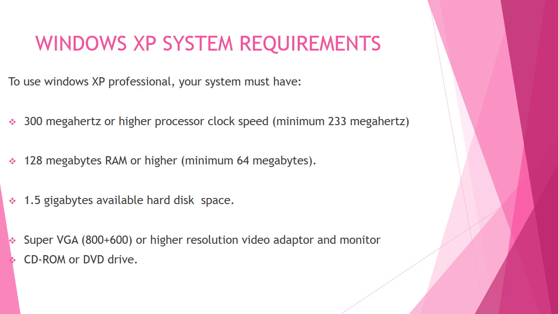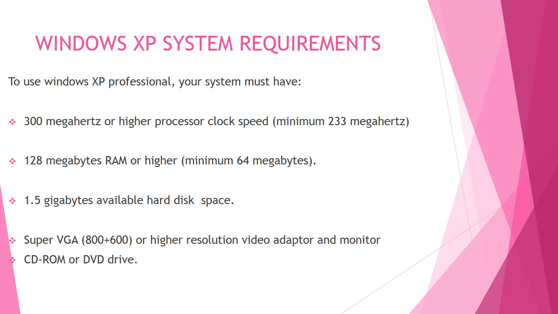So we have 128 megabytes of RAM. The RAM refers to a memory, also known as random access memory, which is known as temporary storage on a system. So we have to have a minimum of 64 megabytes.